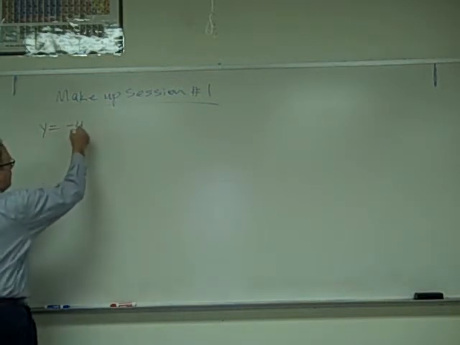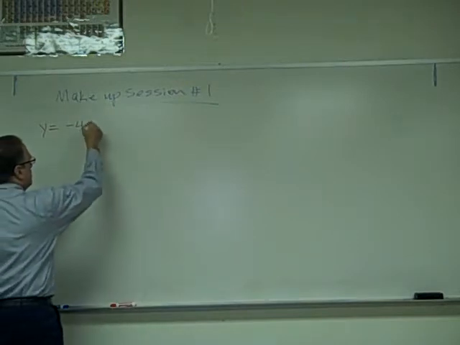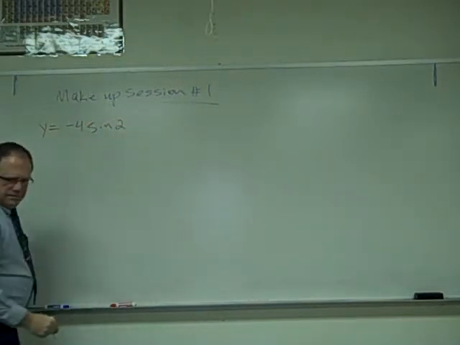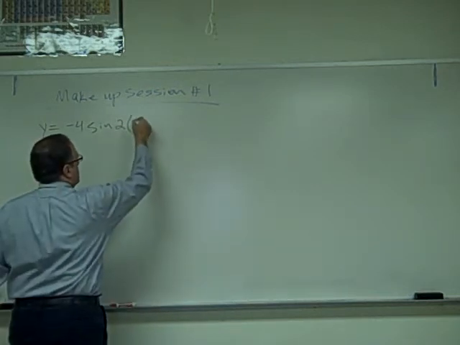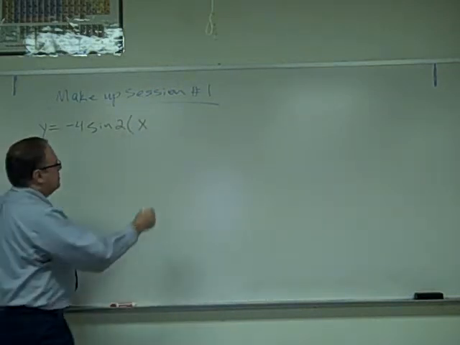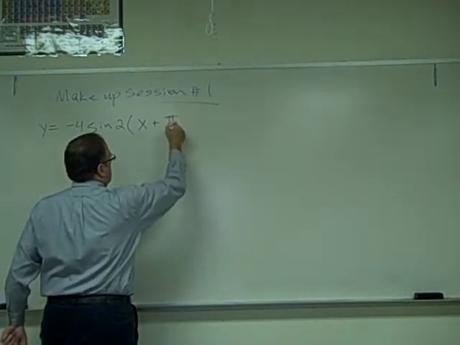Trig graphs, and I thought what we would do is start with some more shifted trig graphs, and then go over any questions that you might have after we finish with that. This first one here is y equals negative 4 sine 2, and then parentheses x plus pi over 2.